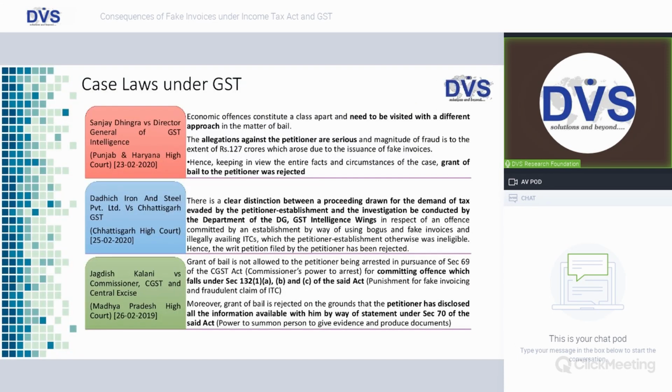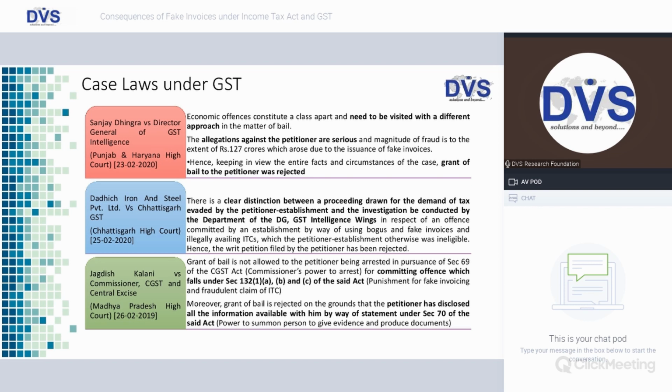Judicial precedents. We have covered a few of the recent judicial precedents under GST, as we have seen under income tax, where the provisions have been incorporated via Finance Act 2020. So we had judicial precedents under GST. In one case, Sanjay Digra versus Director General of GST, it was held that economic offences constitute a class apart and need not be visited with a different approach in the matter of bail.